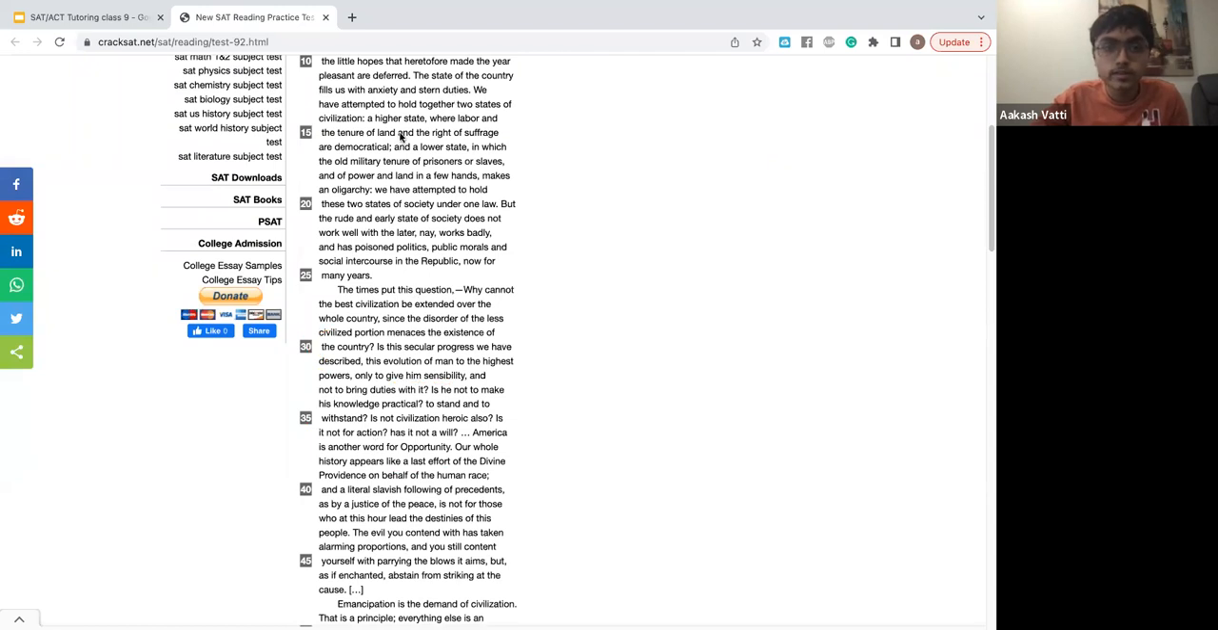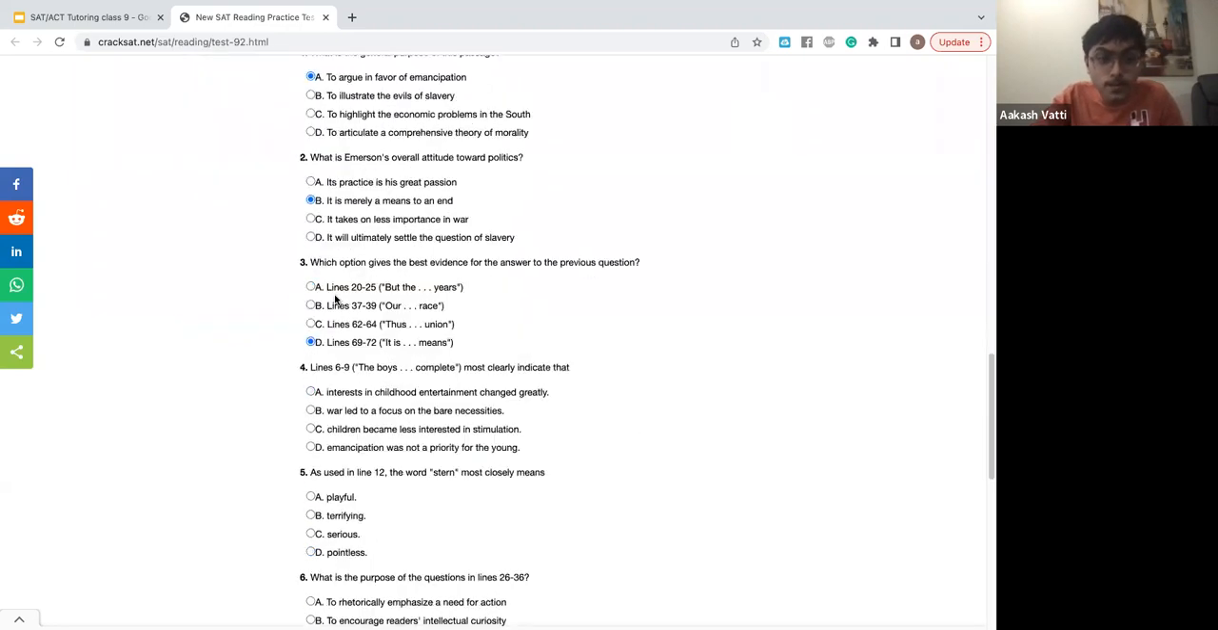Right, so 20 to 25. But the rude early state does not work with the latter, badly works, and has poison politics. Okay, nowhere does it say that politics is a means to an end here. Politics is a means to an end. No, it doesn't say that anywhere. Therefore, it can't be 20 to 25.